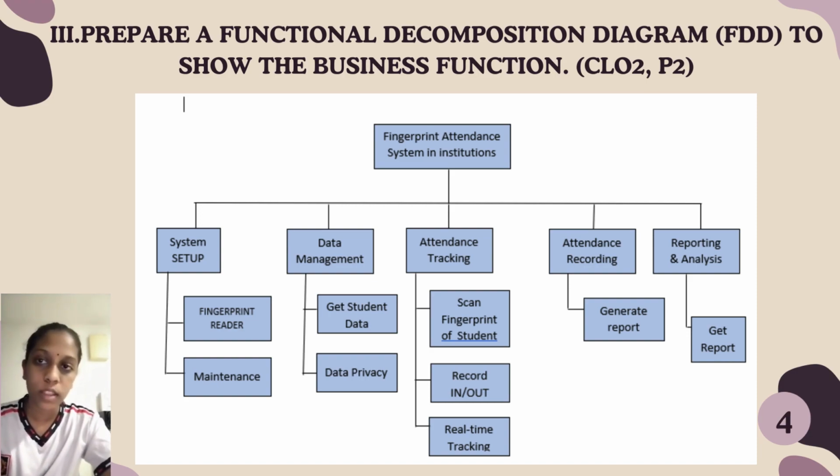When a student arrives at the college, they can scan their fingerprint at the RFID reader. The reader transmits the student ID number to the system, which marks the student present for the class. Attendance recording: the system records the student attendance data, including the date and time. Report and analytics: teachers and administrators can use the system to generate reports on student attendance.